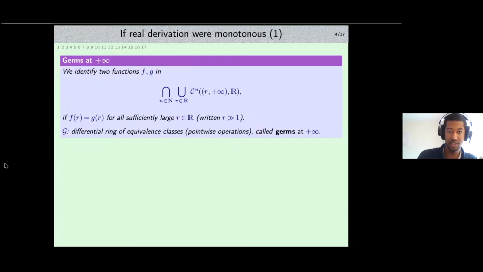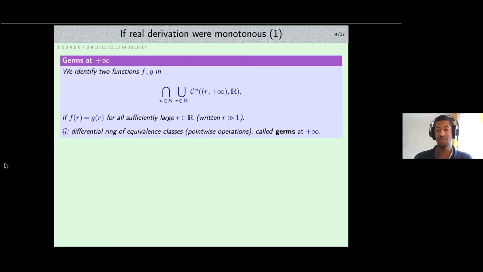So our models of differential fields will be differential fields of real-valued functions, as I said. So ideally you would want to take smooth functions. And we would want to have a pointwise operation, so pointwise sum and pointwise product. We would want this to be a field, a differential field, and an ordered field.